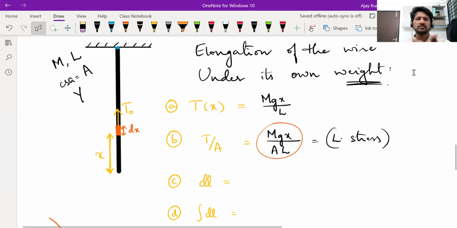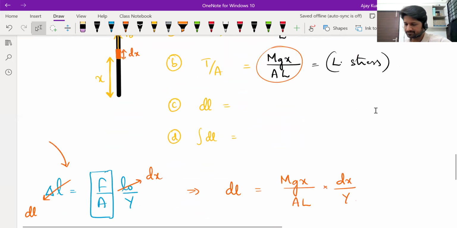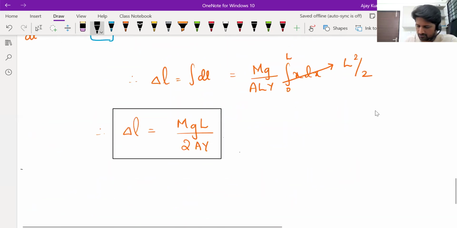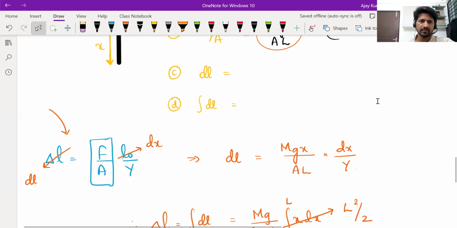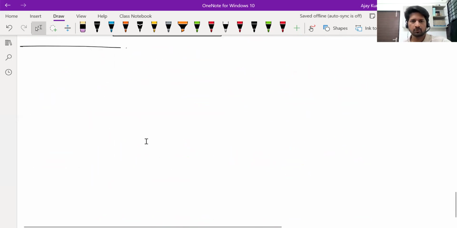Now this part, elongation of a wire under its own weight, is there in your board syllabus also. It's there in your textbook actually. So you should be very comfortable with calculating elongations even in cases of non-uniform stress. Okay. Let's try one more problem.